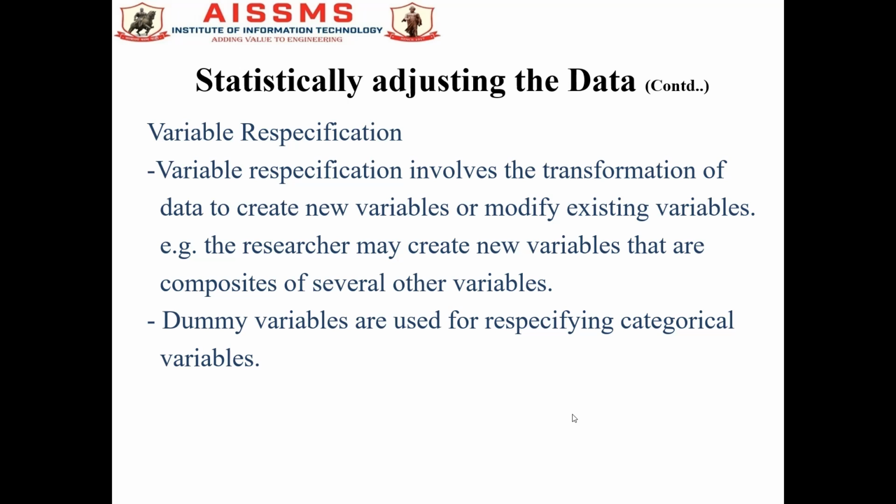Variable respecification is also one of the methods. Variable respecification involves the transformation of data to create new variables or modify existing variables. For example, researchers may create new variables that are composites of several other variables. Dummy variables are also used for specifying categorical variables.